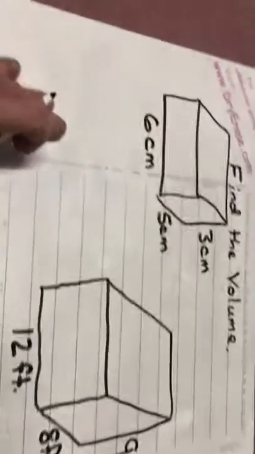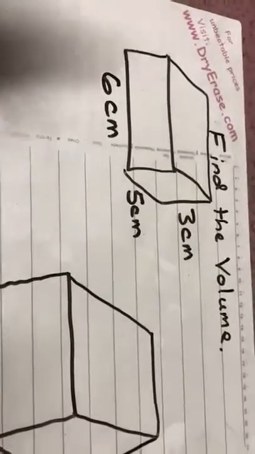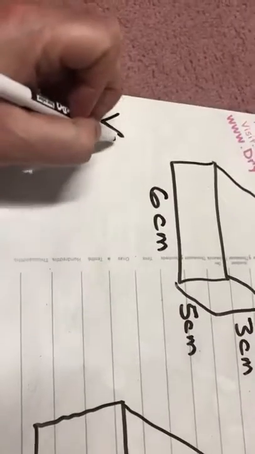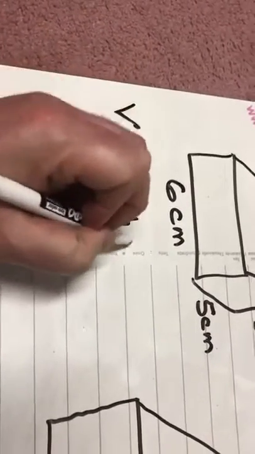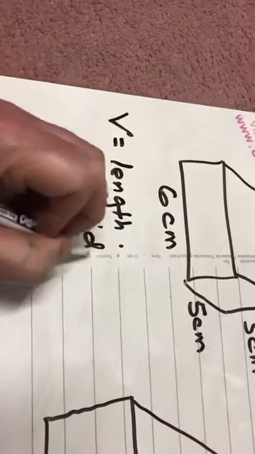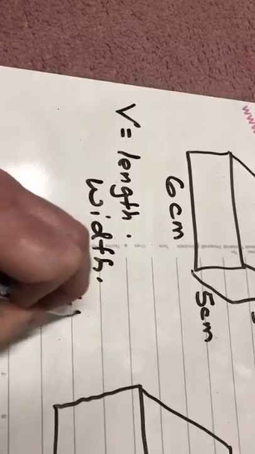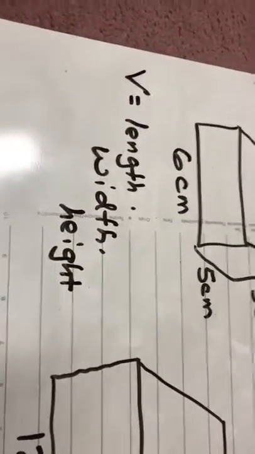Find the volume. Remember, volume is how much you can fit inside. Remember the formula for volume. Volume equals length times the width times the height. How long it is multiplied by how wide it is by how high it is.